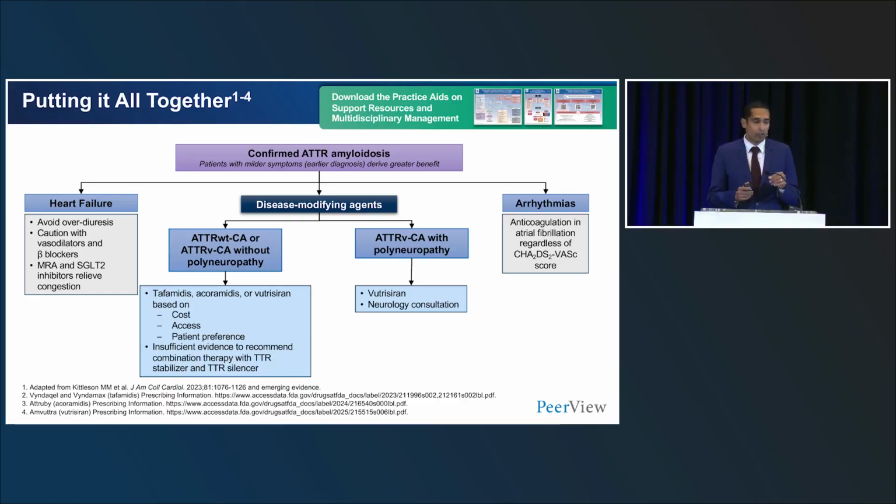Arrhythmias, make sure that they're anticoagulated. I tend to prefer rhythm strategies whenever we can, but it's not always possible in our patients. Then most importantly, probably, is thinking about disease-modifying treatments. If they have polyneuropathy, vutrisiran is FDA approved for a mixed cardiomyopathy, both the cardiomyopathy as well as the neuropathy component. We want to collaborate with our neurologist as well in this setting. And if they don't have a polyneuropathy, we have several choices: tafamidis, acoramidis, and vutrisiran, based upon cost, access, and patient preference. We don't currently have enough data to support combination therapy.